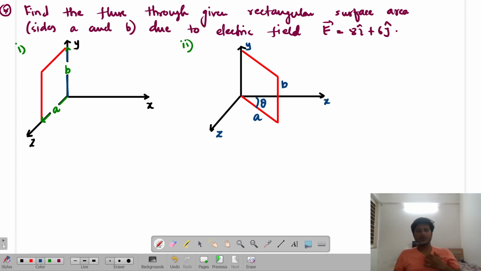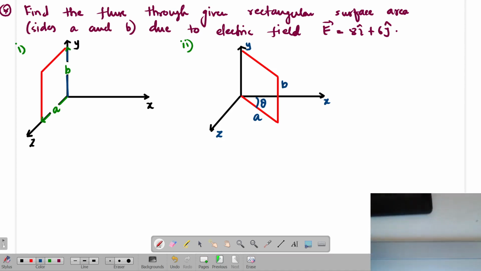Tell me, you have two surfaces drawn like this. Tell me what is the flux through both of the given surfaces. You do it, 2 minutes.